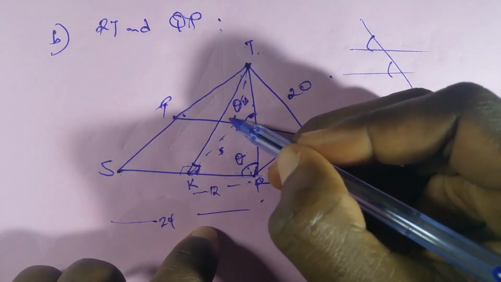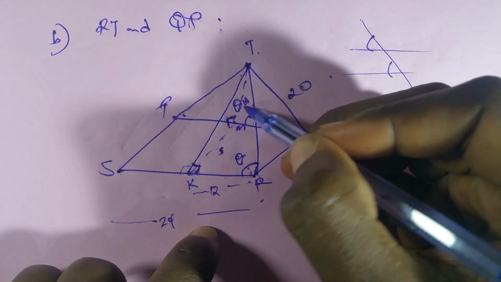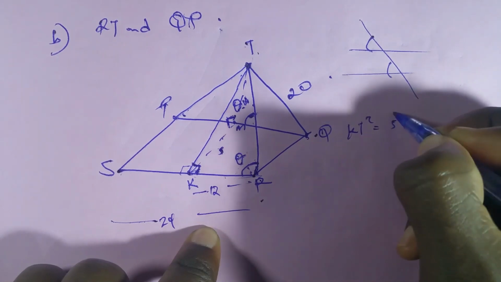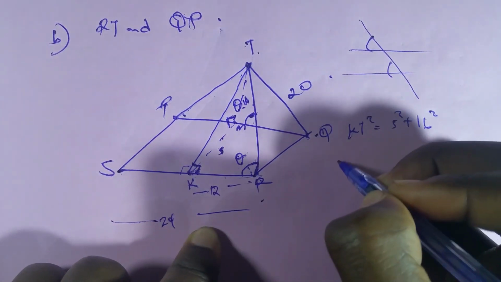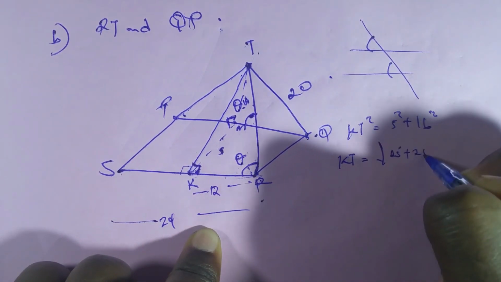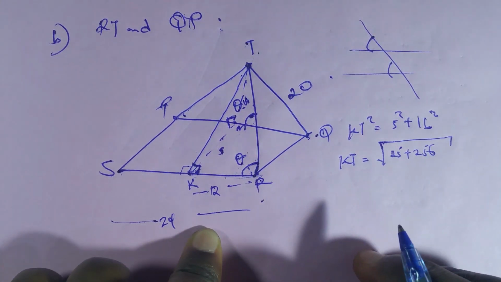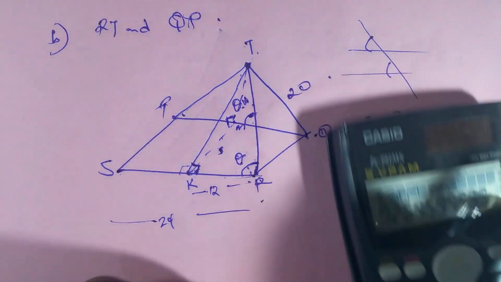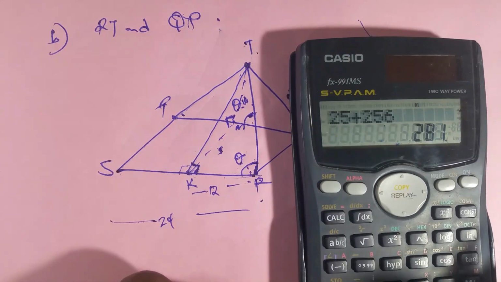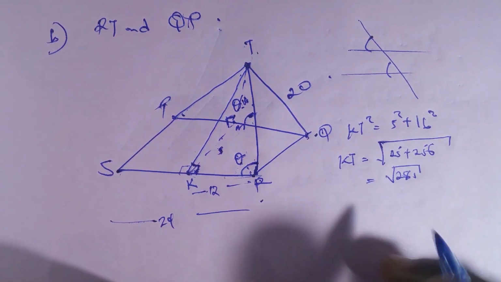Since we have 16 there and this was also 90, that means we have 5 and 16. So 5 squared plus 16 squared should give us KT squared. We can say KT squared equals 5 squared plus 16 squared. That means KT would be the root of 25 plus 256, which is the root of 281. It is not exact, so we just leave it in the form root of 281.